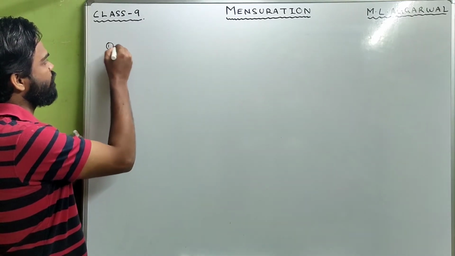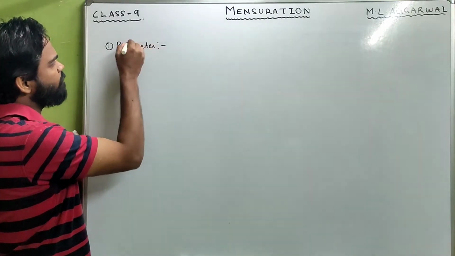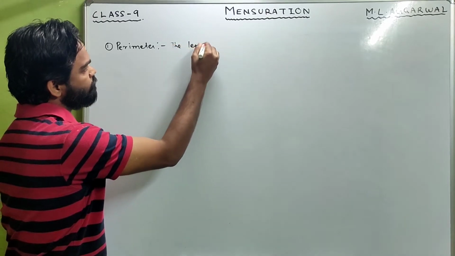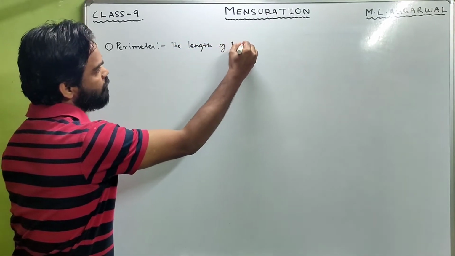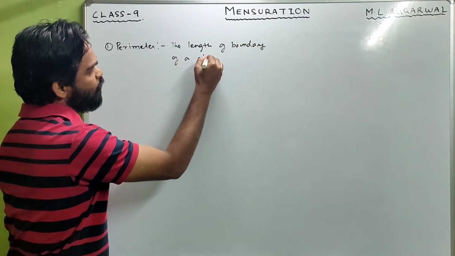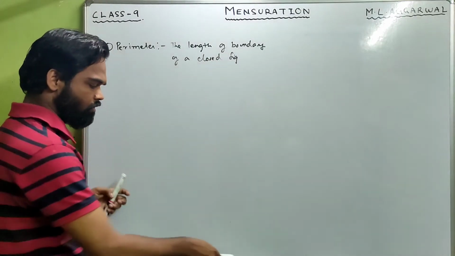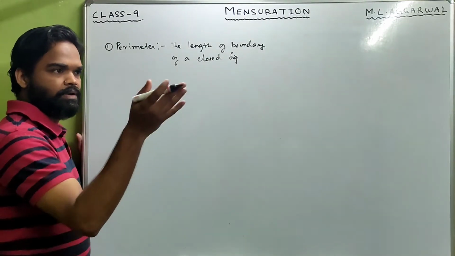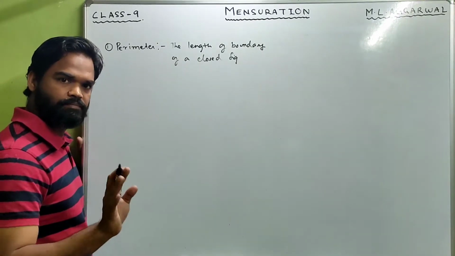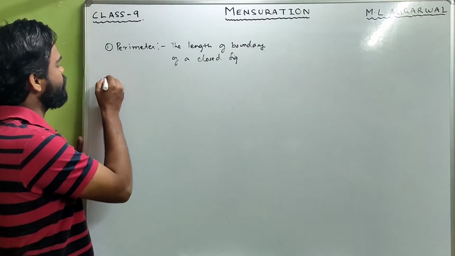Just look over here. The first thing is perimeter. So what do you mean by the word perimeter? The length of the boundary of a closed figure is known as the perimeter of the figure. Okay, if it's a triangle, the length of the three sides of the triangle will give you the perimeter, isn't it? If it's a quadrilateral, then the length of four sides of that quadrilateral.